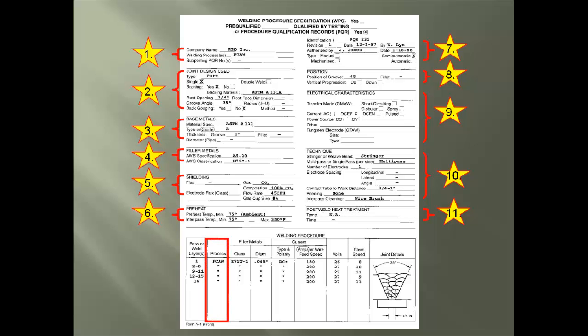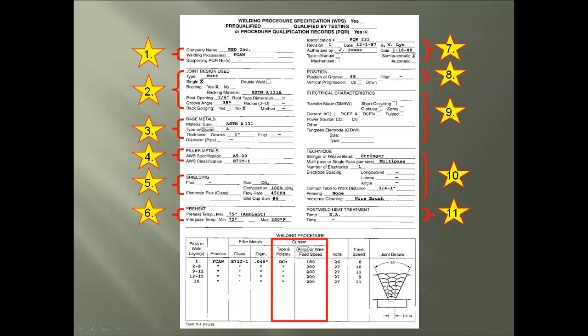Next column will state the weld process that should match the line item under the company's name above. Third column from the left covers filler metal, where the class should match the line item for filler metal above, plus it gives the electrode diameter.